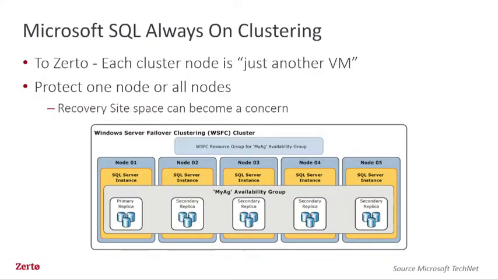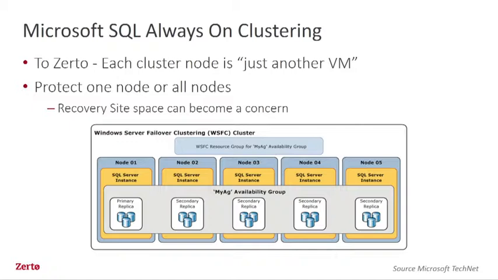Let's go on here. So we talked about this a little bit already. They're just another VM. You can protect one or all nodes. That's really up to you. It really just comes down to how much disk space you have at the recovery site. If you have a 5 terabyte database and you've got 3 nodes at production and you want to replicate all 3, we don't sell disks, so we don't really care. But somebody that sells you disks is going to love you if you do.